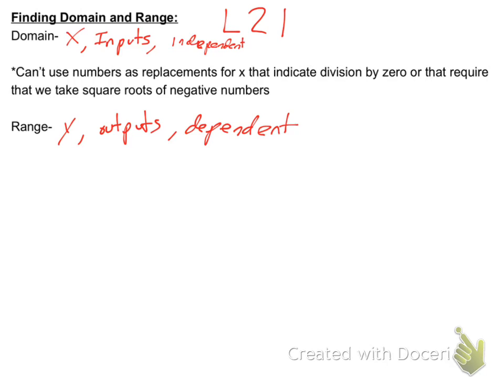Now it says you can't use numbers as replacements for x that indicate dividing by 0 or that require us to take a square root of negative numbers. Hopefully those rules are already ingrained in your mind.